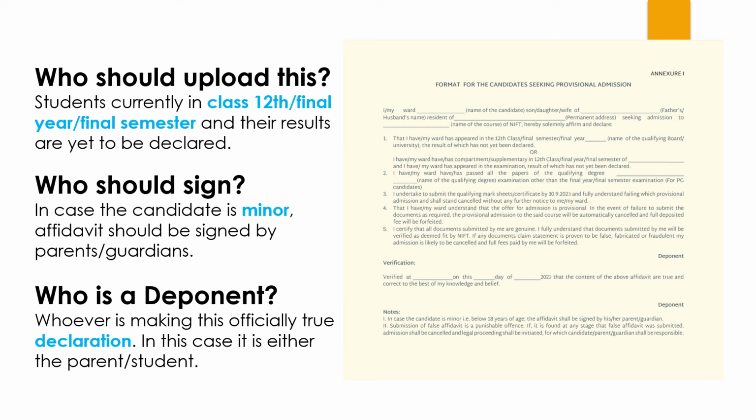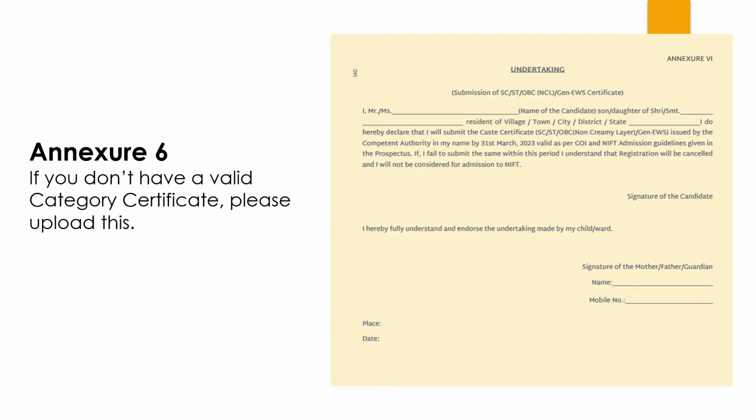So guys, this is the document which is to be uploaded in the document section for candidates who are seeking provisional admission. You can get this format from Annexure 1, and this is the document which is to be uploaded by the candidates who belong to SC, ST or OBC NCL category. Here what you need to note is that you have to put a check mark to the category which you belong and strike off the rest.